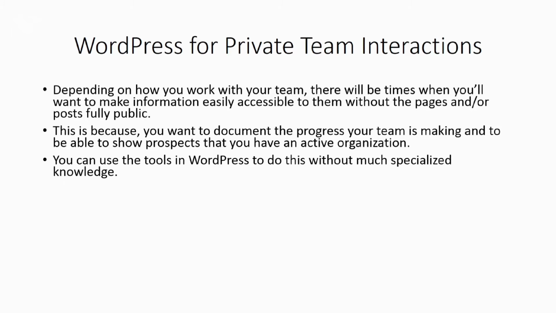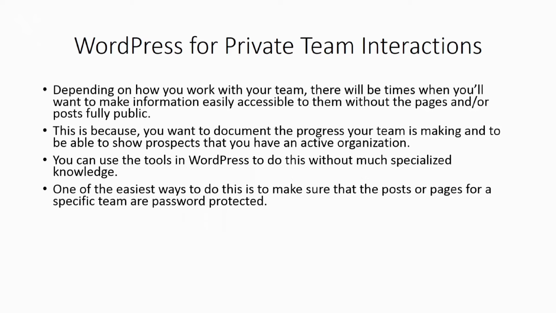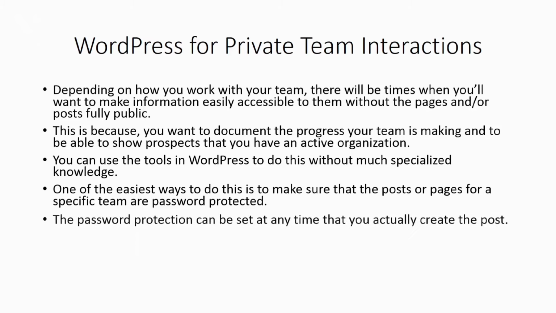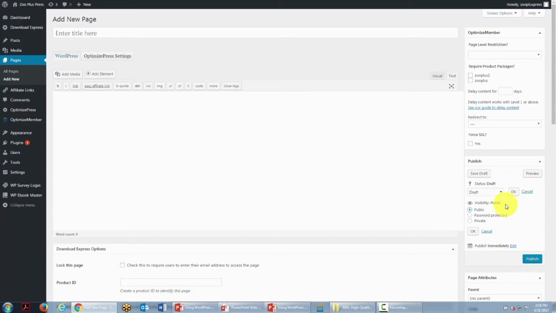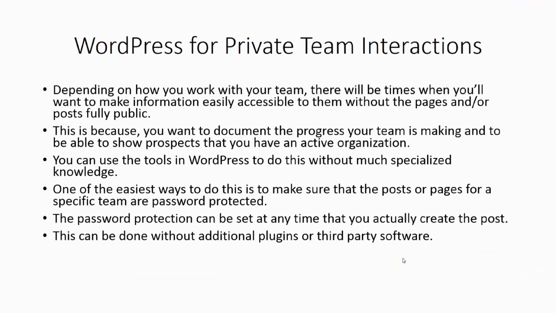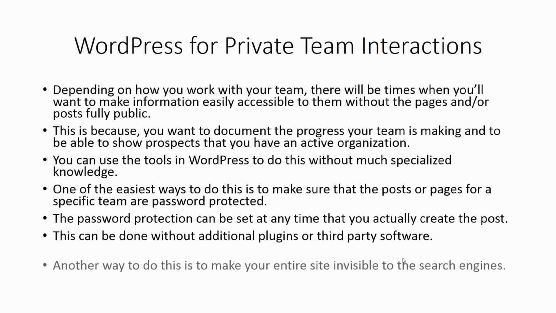Now, you can use the tools in WordPress to do this without much specialized knowledge. One of the easiest ways to do this is to make sure that the posts or pages for a specific team are password protected. The password protection can be set at any time that you actually create the post. As you can see, when you're creating a post, you can go to the visibility section, and all you need to do is to click password protected. Now, this can be done without additional plugins or third-party software.